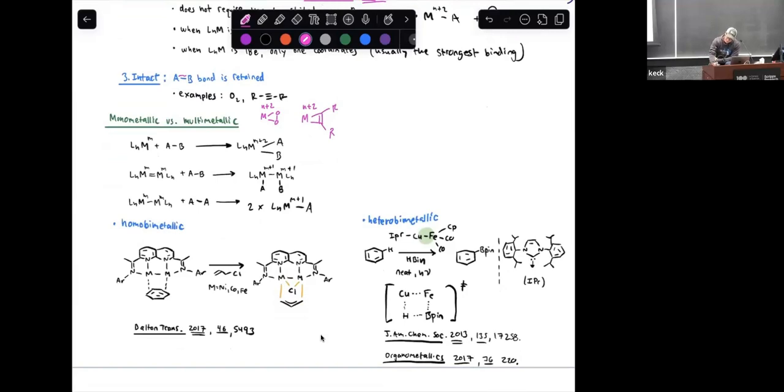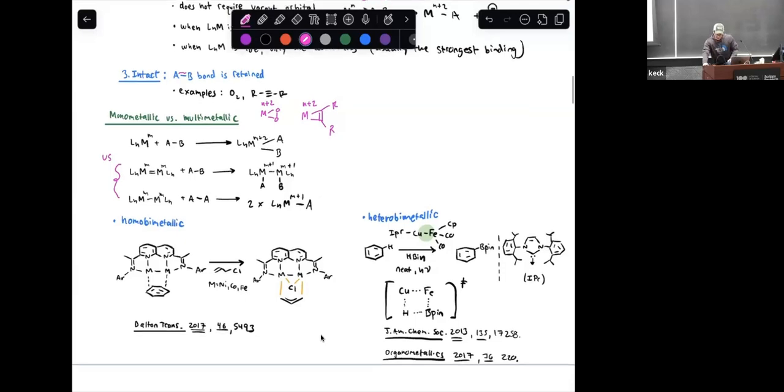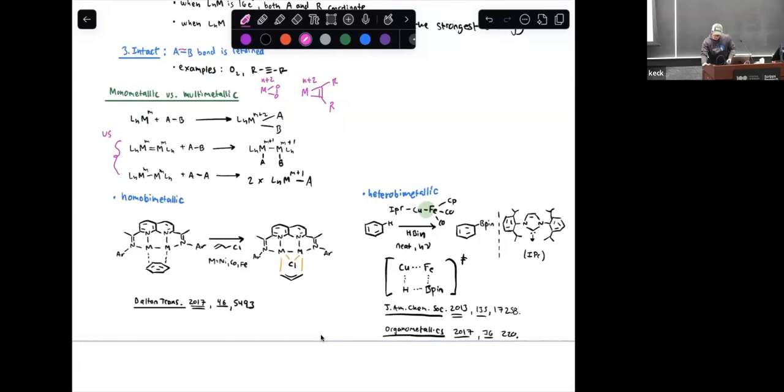We got a sneak preview to this idea of multi-metallic processes in the discussion of one of the previous problems of the day. And this starts to get quite complicated, so I won't go into this in too much depth, but I do want to highlight it to paint a picture for the class that this is an area of intense research in the modern organometallic literature. And so I've highlighted two general flavors of oxidative addition here, the homobimetallic.